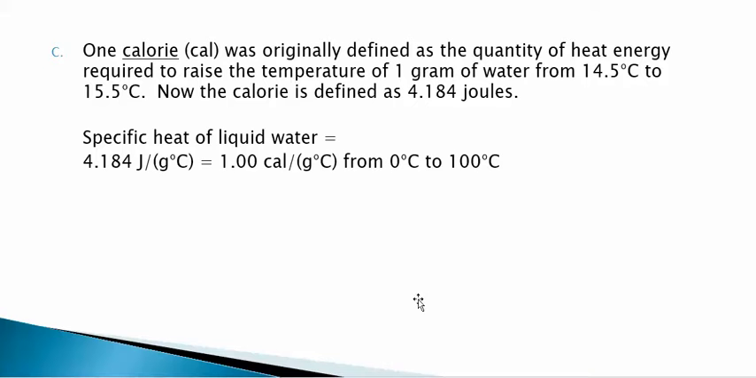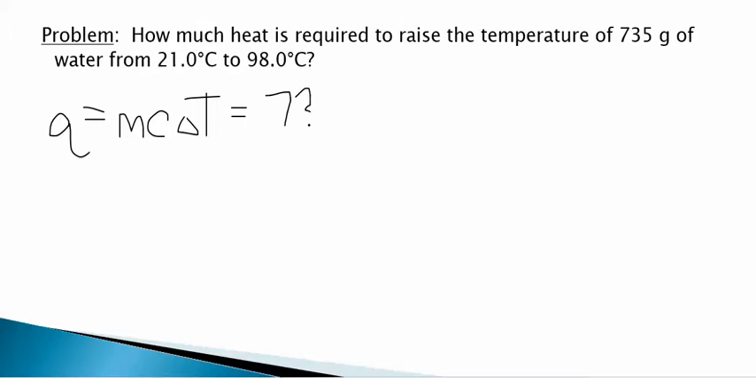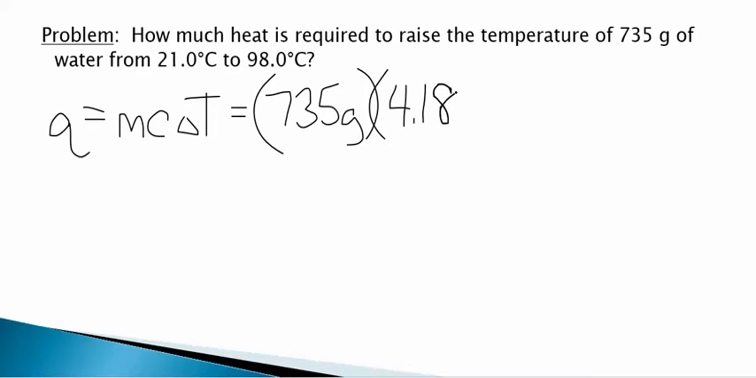Let's look at a couple problems with thermochemistry. How much heat is required to raise the temperature of 735 grams of water from 21 to 98? So we're solving for Q, we're solving for heat. We're going to take the mass times the specific heat of water times delta T, which is the change in temperature. The mass, 735 grams. The specific heat of water is constant, 4.184 joules per gram degree Celsius. That'll cancel my grams out.